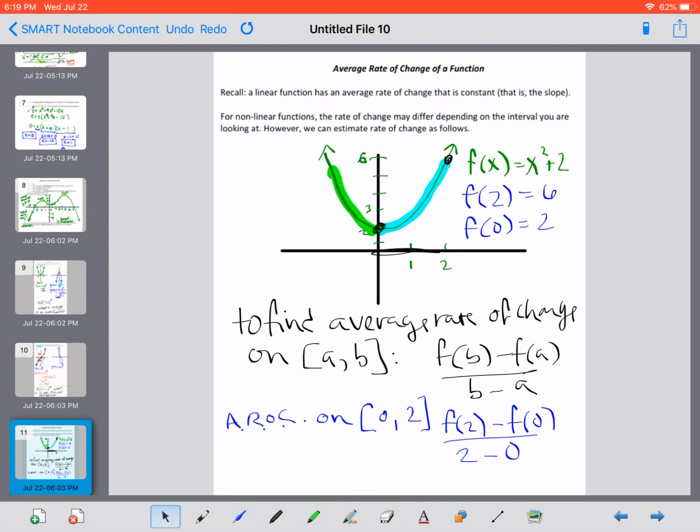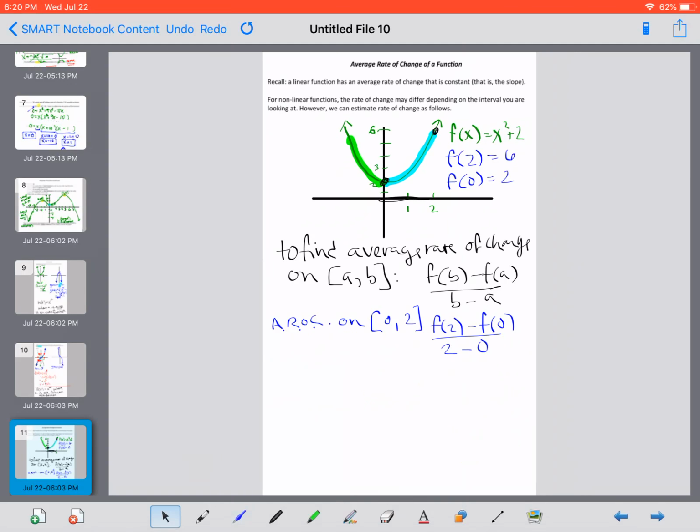So this average rate of change would be 6 minus 2 on top over 2 minus 0. That is 4 divided by 2, or just plain 2. Notice what we were really finding there is the slope of the line that connects those two points on the curve, the point at (0, 2) and at (2, 6). So the slope of that line would tell you the average rate of change of f over that interval.